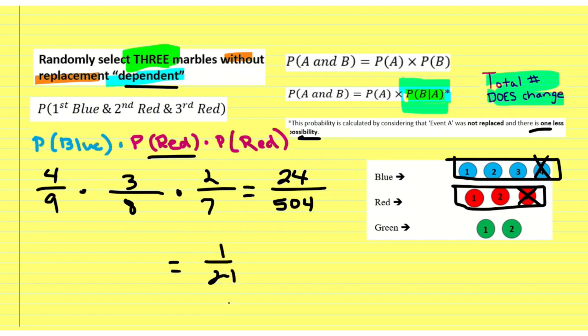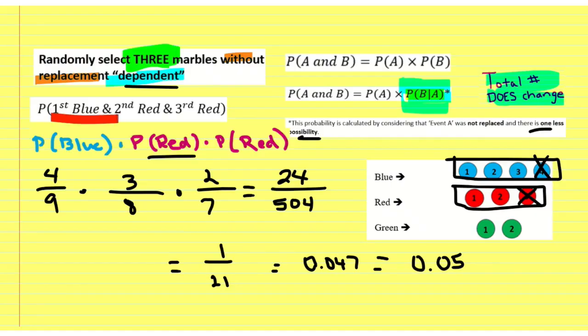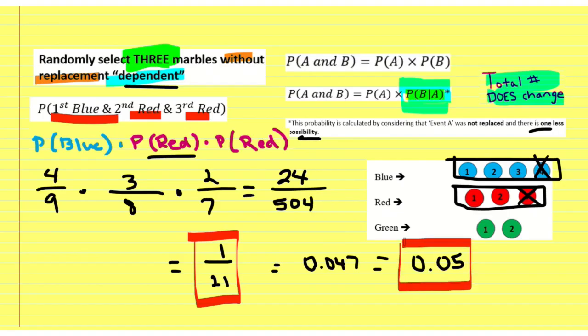And then if I put that into my calculator, that will give me a decimal. The decimal is 0.047, which would round to 2 decimal places, 0.05. So that means that our probability of drawing 3 marbles without replacement, a blue, a red, and a red, is a 1 out of 21 probability, which is also 0.05 in decimals, which is about a 5% probability that we would draw a blue, a red, and a red.